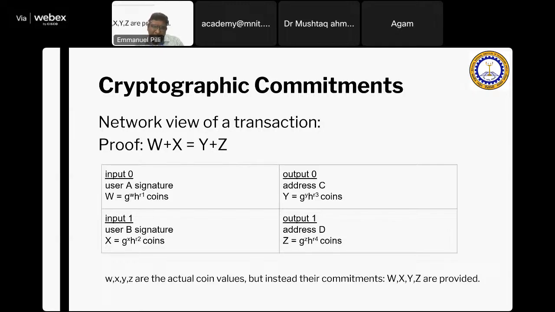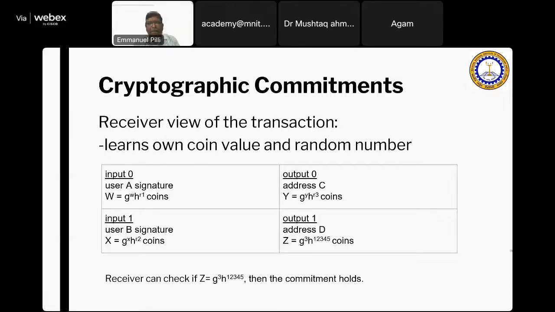So the network view of a transaction proof is W plus X is equal to Y plus Z. So you have an input, you have a user signature A, you have W is equal to g power w h r1 coins, output is 0, address is C, Y is equal to g power y h r3 coins. In a similar sense, you have these inputs and outputs in both cases, input 0 and output 0, input 1 and output 1, where the actual coin values are there, but they are hidden by the X, Y, Z, W commitment values, right?